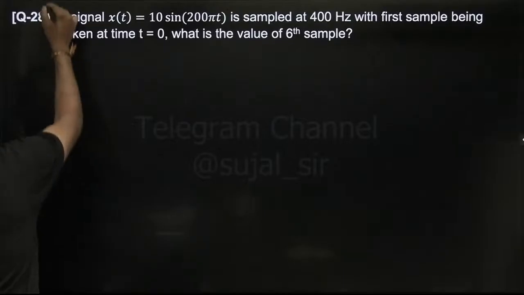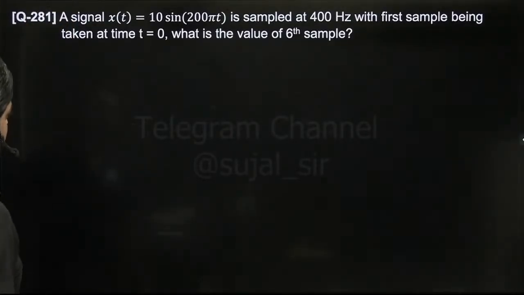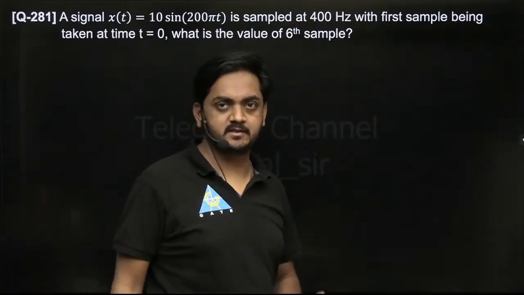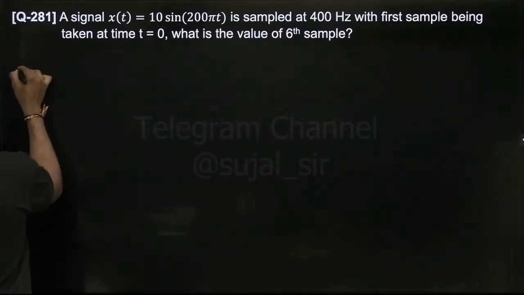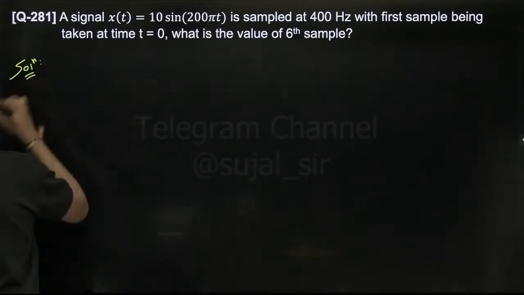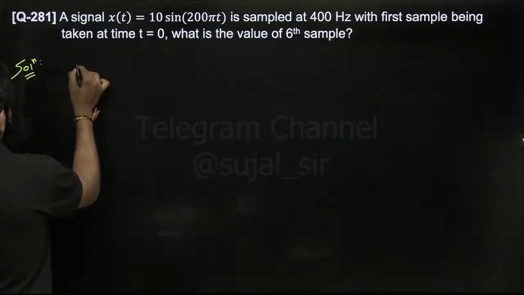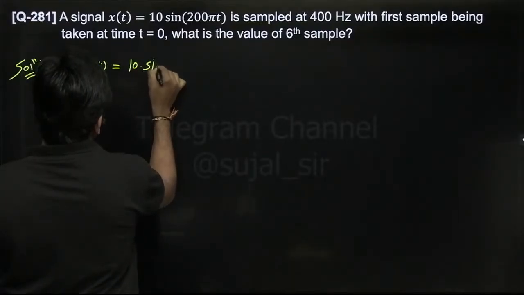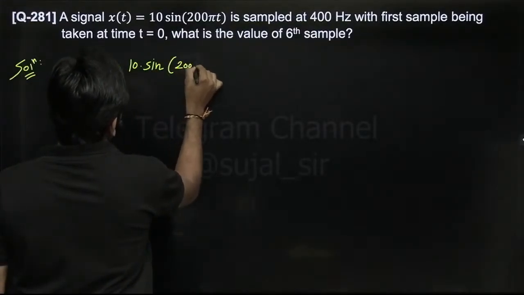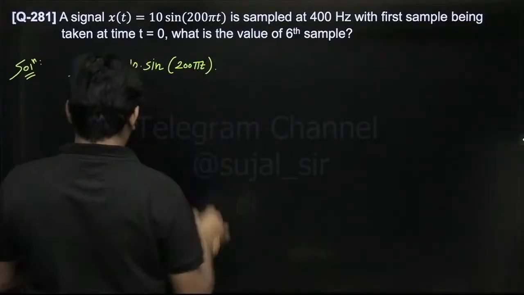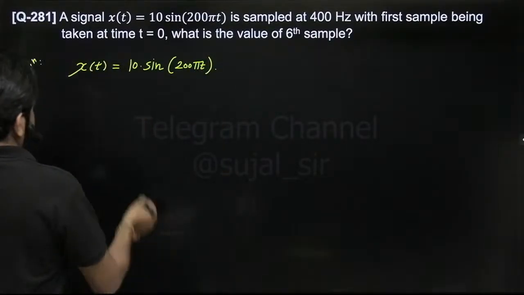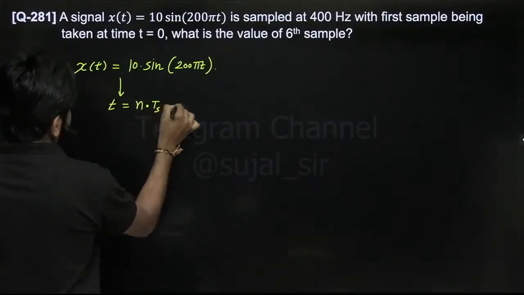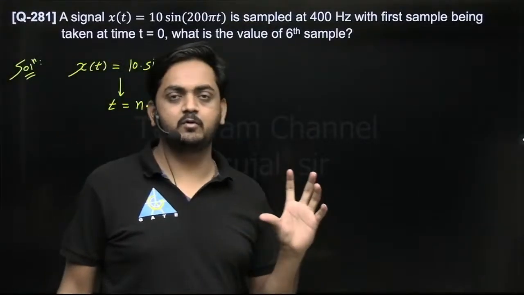Okay, yes. Now see, sampled at 400 hertz, guys. So x of t is equal to 10 sin 200 pi t. Now we are doing the sampling process. Sampling process means simply replace t with nTs. Okay. Now here if we put n equal to 0, then it is the first sample.